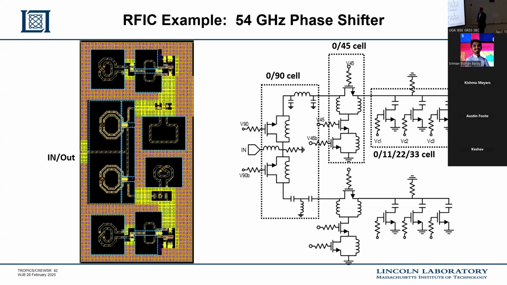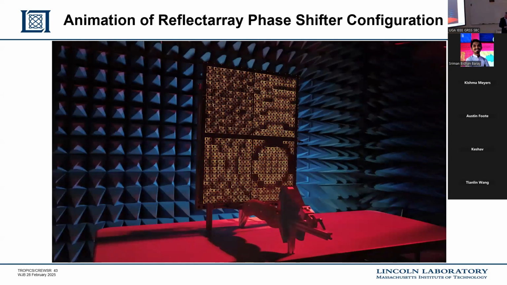What's happening is there is a series of switches that basically switch in transmission lines of different lengths that introduces a phase shift. So we can shift each one of these cells with 4-bit resolution over 0 to 360 degrees. And that is important because we can do this.